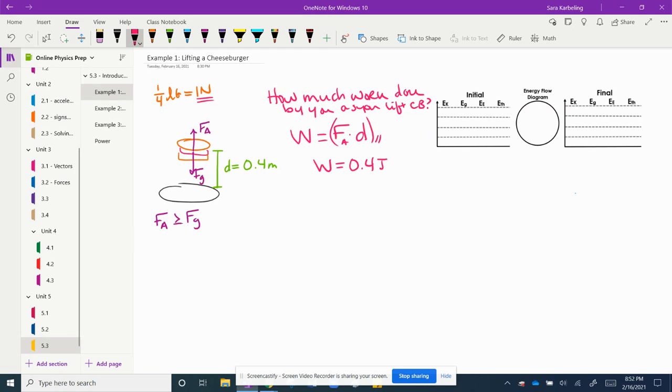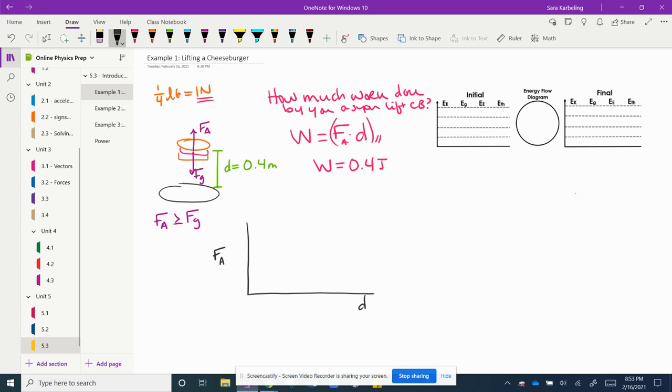I want to dig in a little bit though and look at some other pieces that go with this. So here's the first one, just for kicks. Let's take a look at a graph, okay? A graph of force and distance. So I want you again to imagine that you're lifting that cheeseburger up. We said that the applied force that you're going to use to lift that cheeseburger up is going to be the same as the gravitational force.